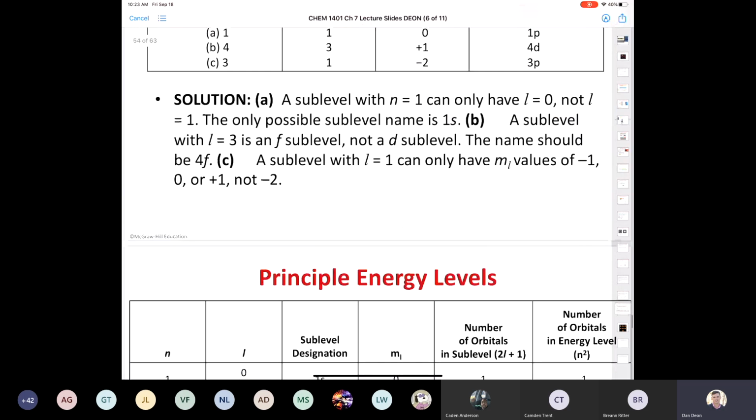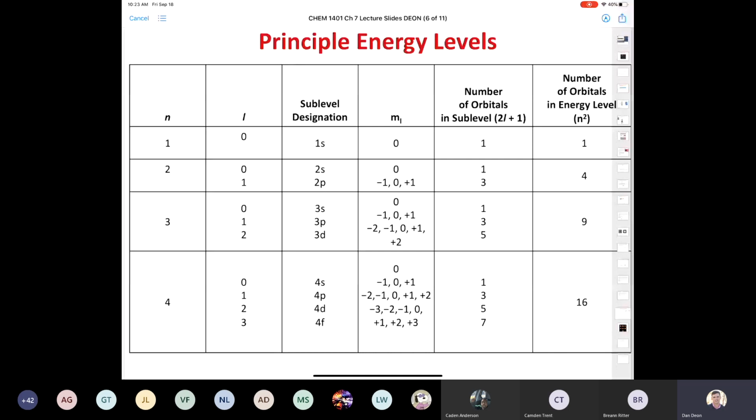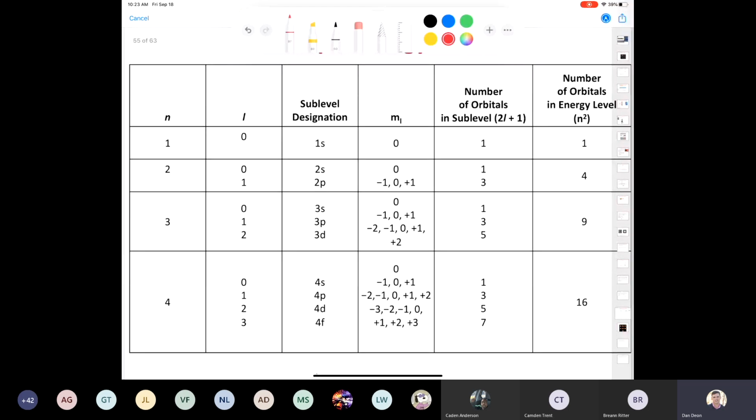Here's just a slide that shows you all of the principal energy levels, their L values, their sublevel designations, the angular momentum quantum numbers, or ML, and then the number of orbitals. So if you have these ML values, you have a total of 5. There's a faster way to calculate it, which is to use this formula right here, 2L plus 1. So if you take 2 times 2 and add 1, you get 5.